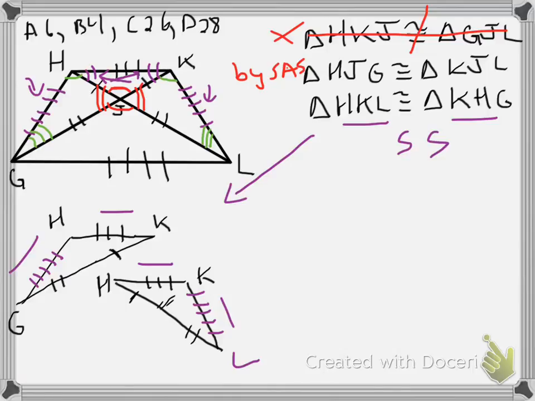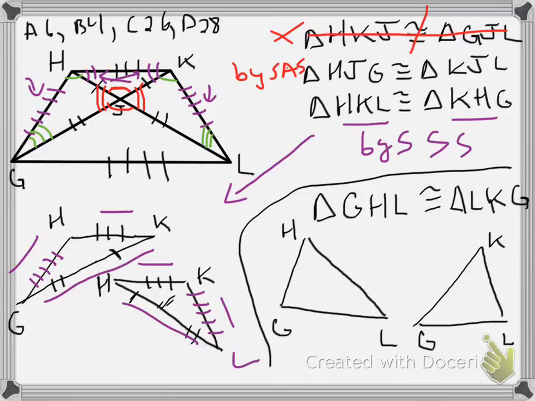And then you've got GK. GK goes from here and then here. And HL goes from here to here. Okay, so I'm going to erase all that. It turns out this is the same as this. There's another set of sides. So those triangles are the same by SSS.